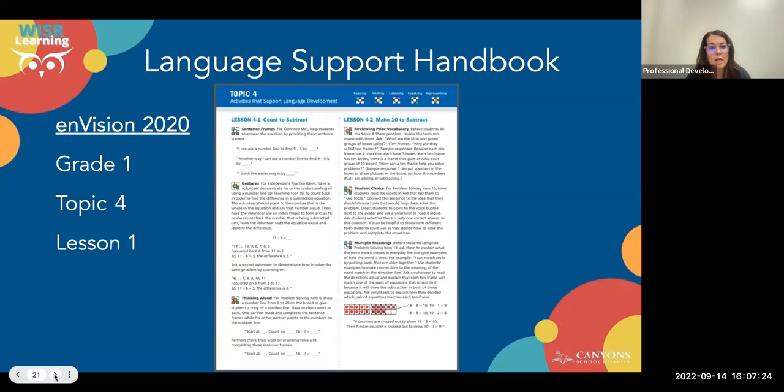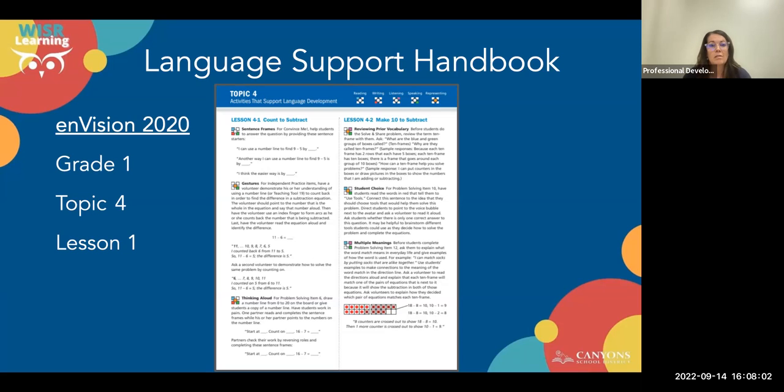So this is the grade one language support handbook. Each topic has lesson support for every single lesson. If you just look at topic four, I just pulled this one out. This is lesson 4-1. They don't all have sentence frames, but this one has two different sentence frames. For the convince me component in 4-1, it says help students answer the question by providing these sentence starters. So we can have students using speaking and using the language by providing these sentence starters, and that will get a lot more language and a lot higher quality language by using them.